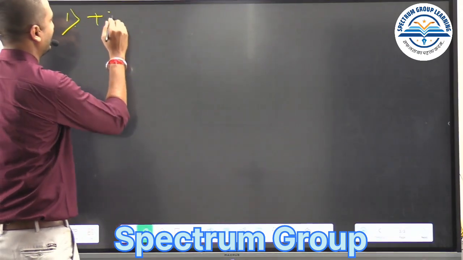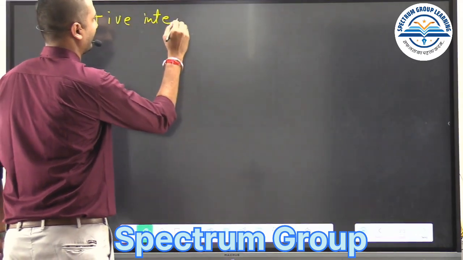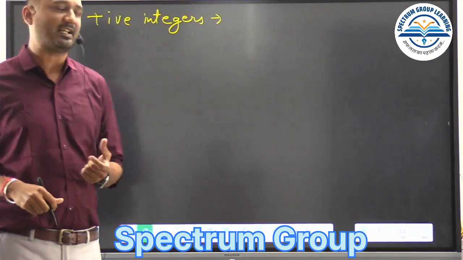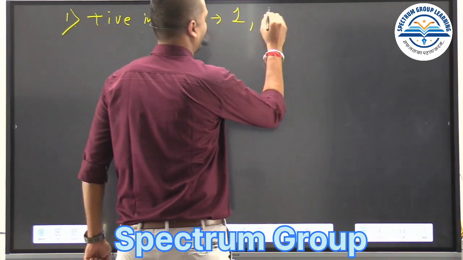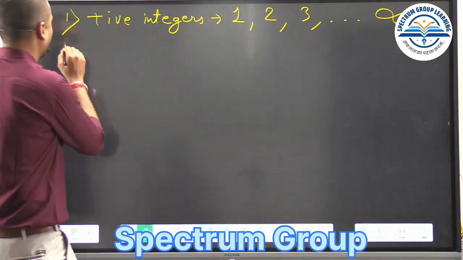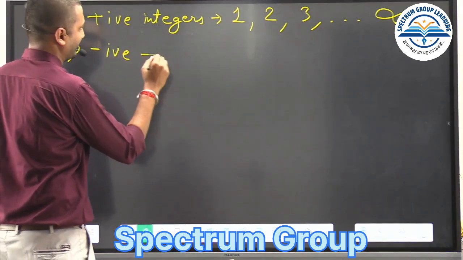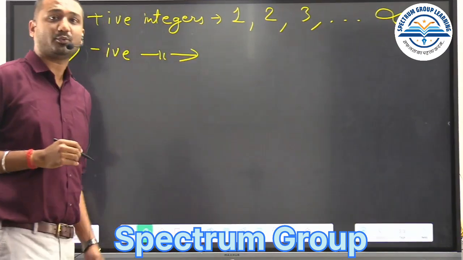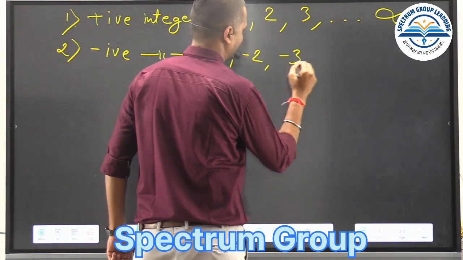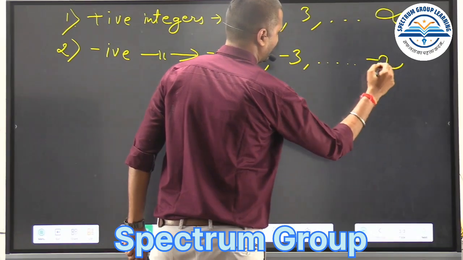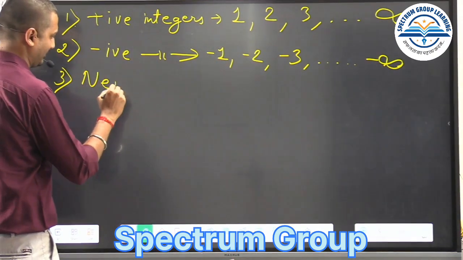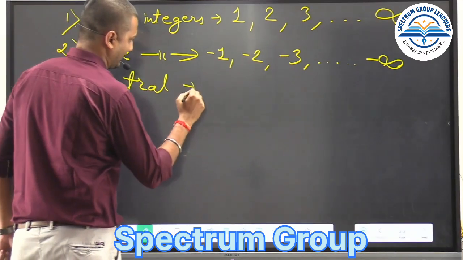First, positive integers. All the integers which come with a positive sign are known as positive integers. That means 1, 2, 3, and so on till infinity. The second one is known as negative integers. The integers which come with a negative sign. That means minus 1, minus 2, minus 3, and so on till minus infinity. And the third one, neutral one, as we all know, that is 0.